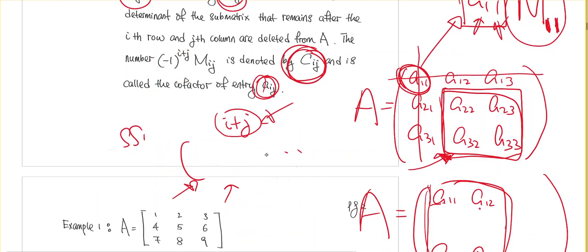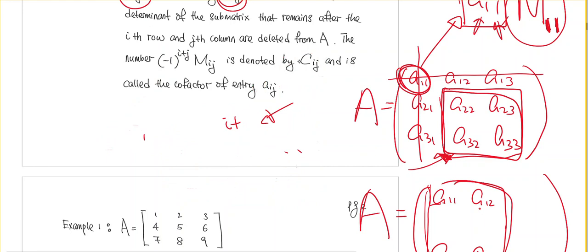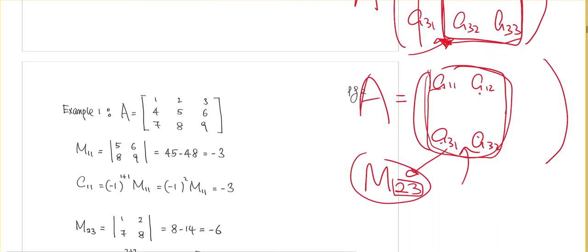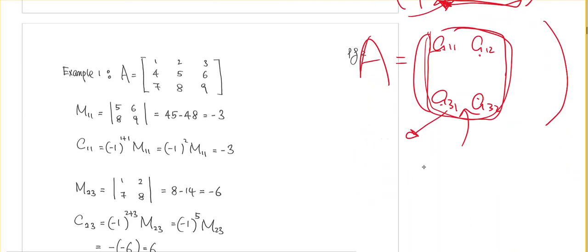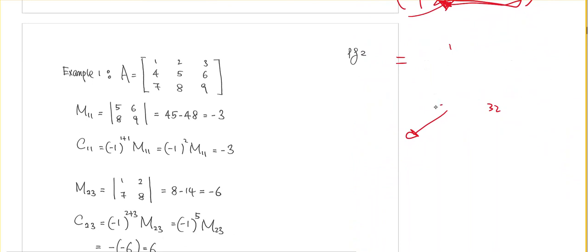This is just terminology right now. This is defining what the minor of entry Aij and the cofactor of entry Aij mean. So let's look at a computational example so that you will be clear. Now you have a matrix A, which is given here. For each entry, let's say we are looking at the A11 position. So what is the minor?